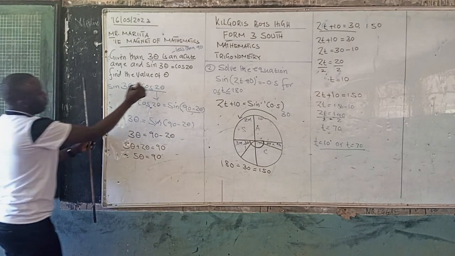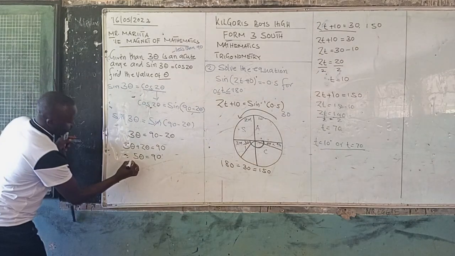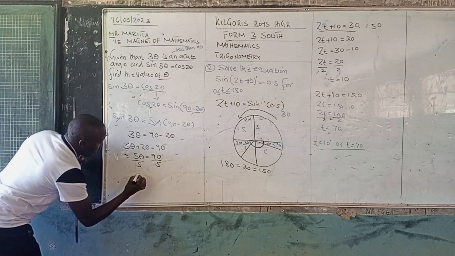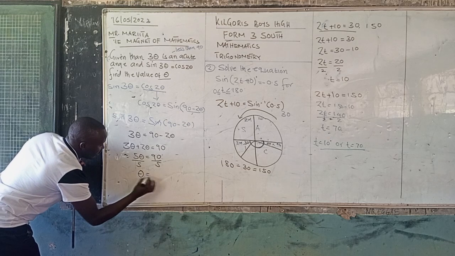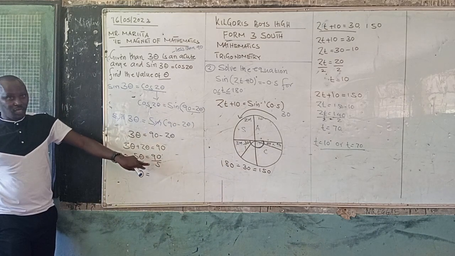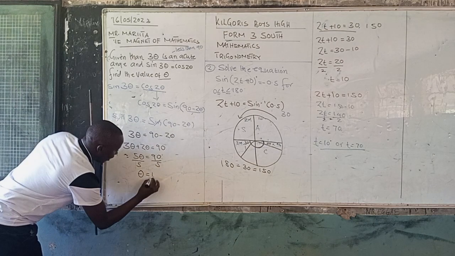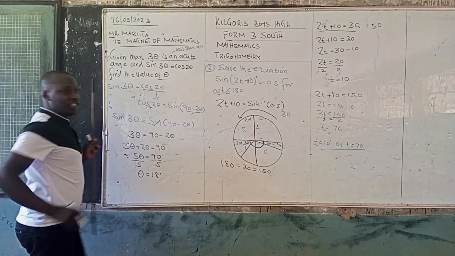So the question says we are supposed to find the value of theta. So you divide both sides by 5, and therefore theta equals what? What is 90 divided by 5? 18. So our theta equals 18 degrees.